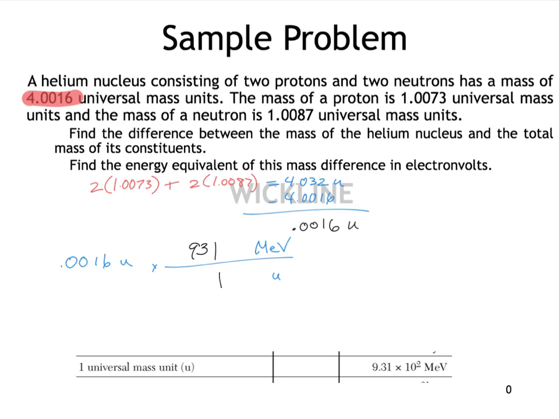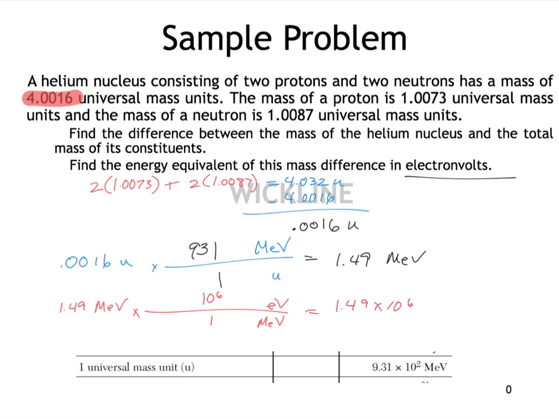And I'm getting 1.4896, which we can really probably just say 1.49. And this is going to be mega electron volts, but they asked for the answer in electron volts. So there's one more conversion, and that would be back into electron volts. So each mega electron volt is going to carry 10 to the 6 electron volts. So that means our final answer is going to be 1.49 times 10 to the 6 electron volts, because these mega electron volts cancel.